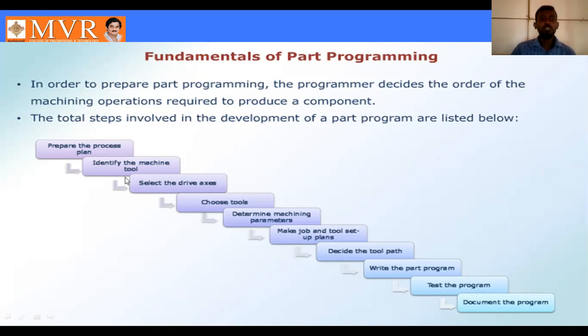The plan is nothing but the objective, and based on the objective we can choose the tool. So that is the second point: identify the machine tool. In this production, which tool can we use? First of all, we identify the tool. The next one is to select the drive axis. For drive axes, we have three types: multi-axis spindles, and NC and CNC machines also.